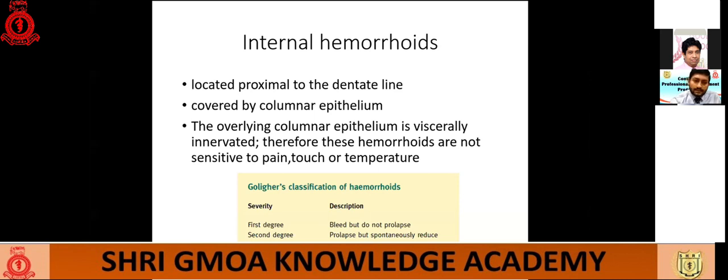The Goligher classification classifies the degree of hemorrhoids. First degree hemorrhoids are inside the anal canal, but still they bleed, but they don't prolapse. Second degree hemorrhoids prolapse, but spontaneously reduce. Third degree hemorrhoids prolapse and require manual reduction. Fourth degree hemorrhoids are prolapsed and irreducible.